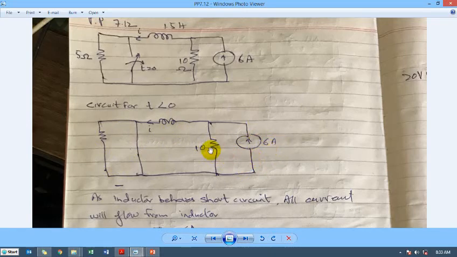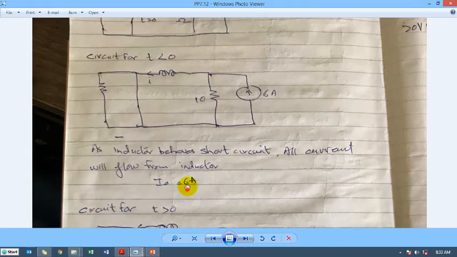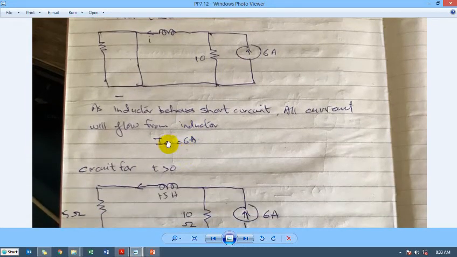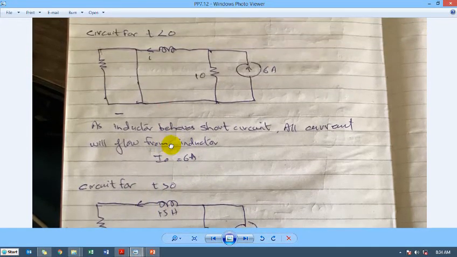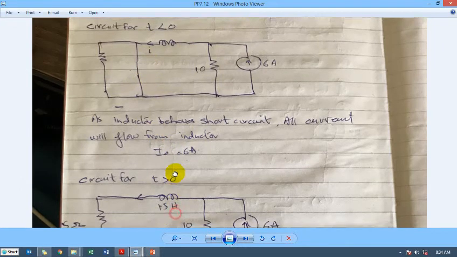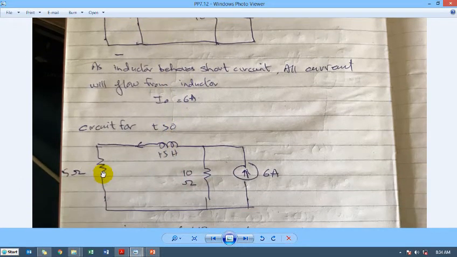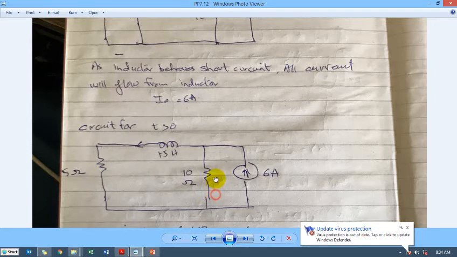Alright, so what current will pass through? It's a short circuit. The 10 ohm resistance is also short circuited, so this whole current will pass through this inductor, and I naught, that is I at time t is equal to 0, will become 6 amperes. And then this switch will go off, so this resistor will come in action in the circuit, and then we will find out the current.